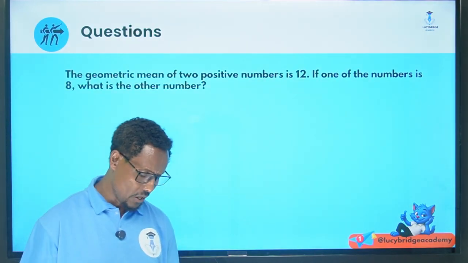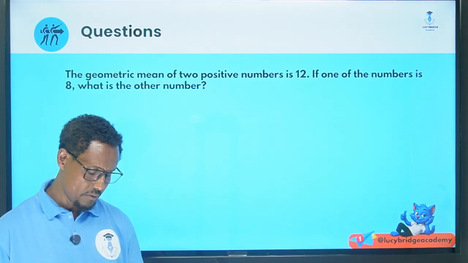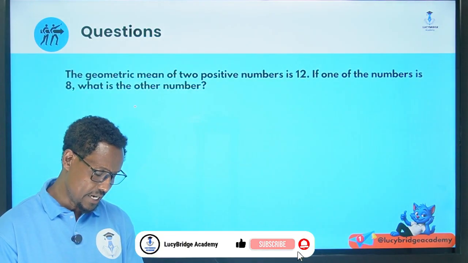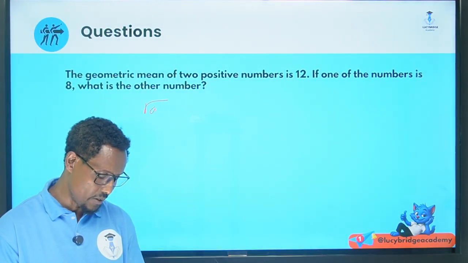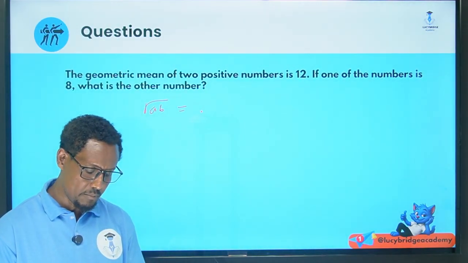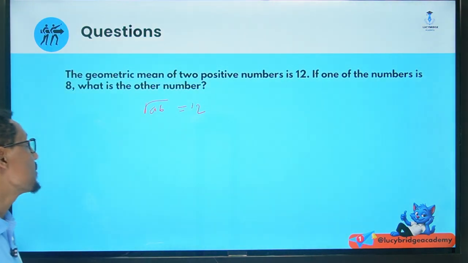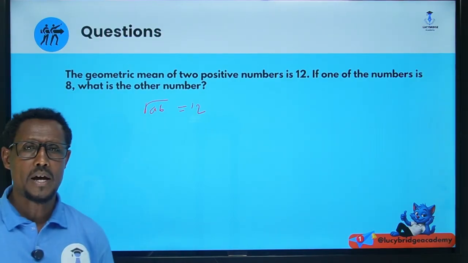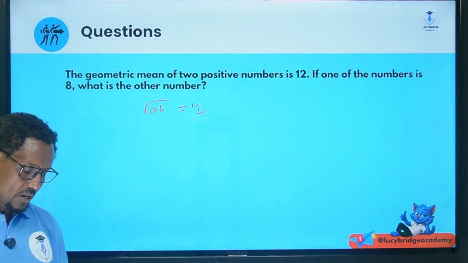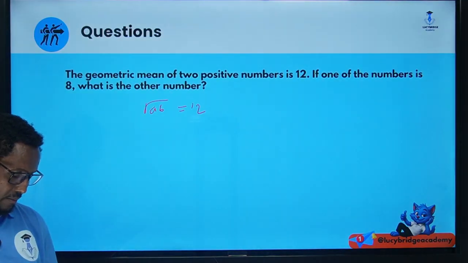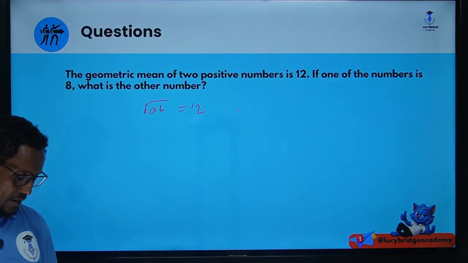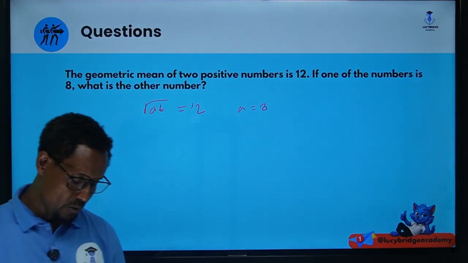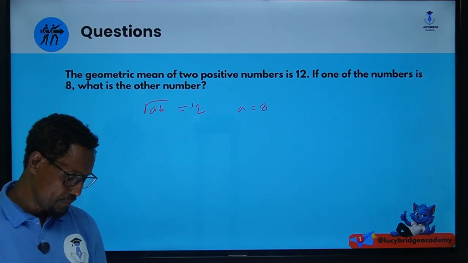The geometric mean of two positive numbers is 12. Let the two numbers be A and B. The geometric mean between A and B is the square root of AB, which is equal to 12. If one of the numbers is 8, let me say A is equal to 8, what is the other number? We are asked to find B.